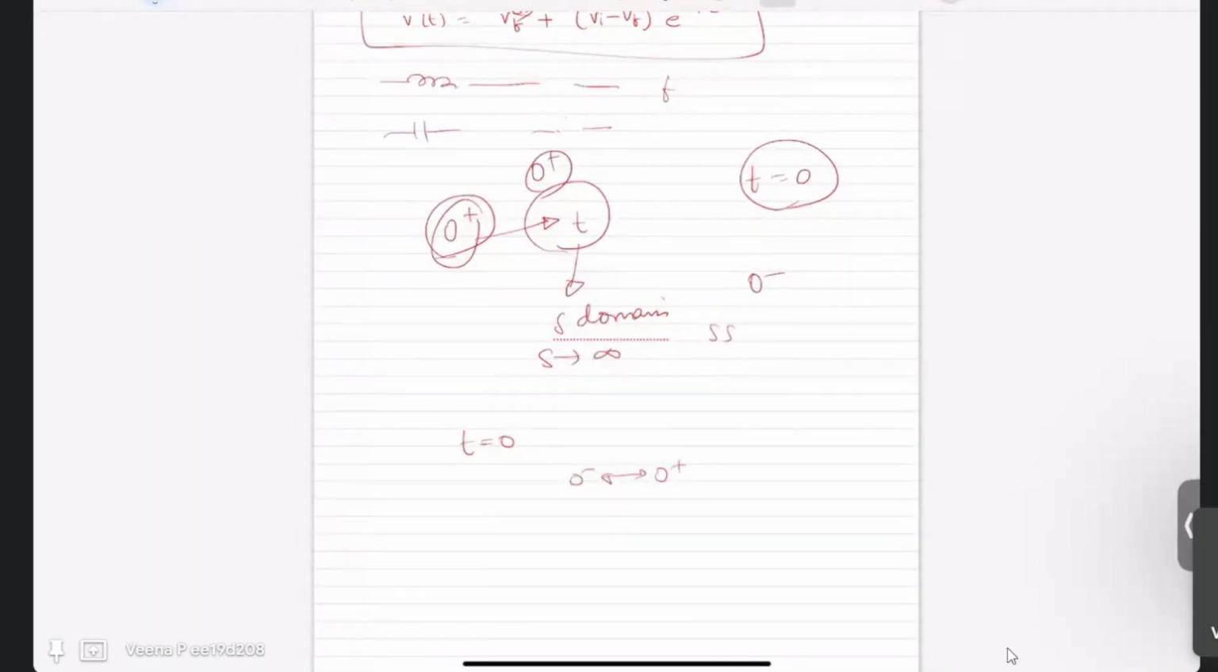t equal to 0 means the instant where you put the switch. It doesn't matter what the previous state is. But since you have inductor and capacitor, which are memory elements, this 0 minus and 0 plus will come into the picture. If it is a pure resistive circuit, then 0 minus and 0 plus doesn't matter. Only t equal to 0 matters. Yes, it will change suddenly. Okay, ma'am.